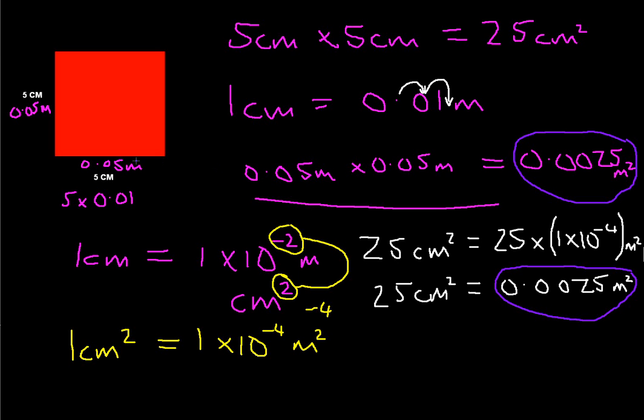Instead of drawing this silly little box every time, all we can do is times the squared part by our conversion factor's power in standard index form. Hopefully this will be making a lot more sense to you now, and believe me, once you get this bit, once you can get the area, taking the volume will be just as easy, because it's exactly the same principle.